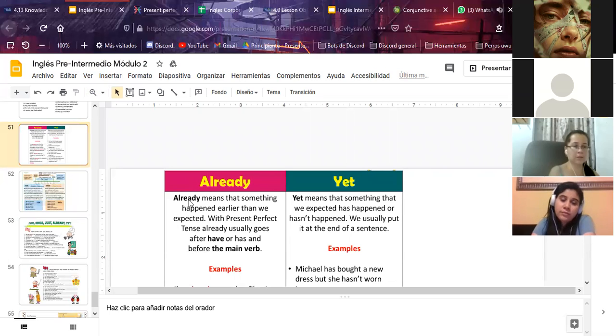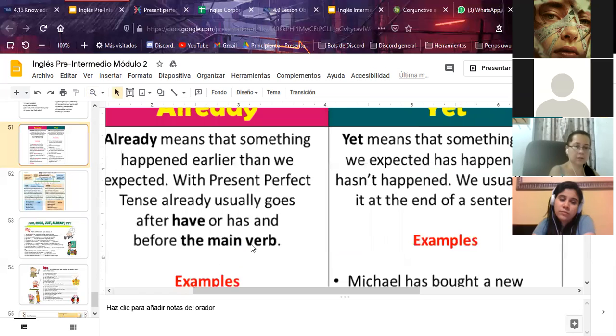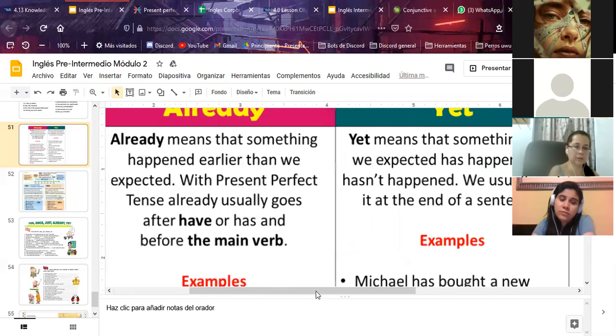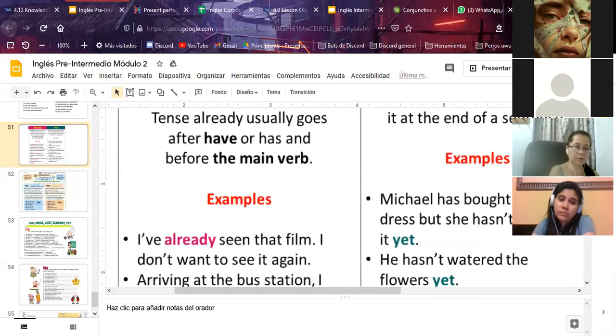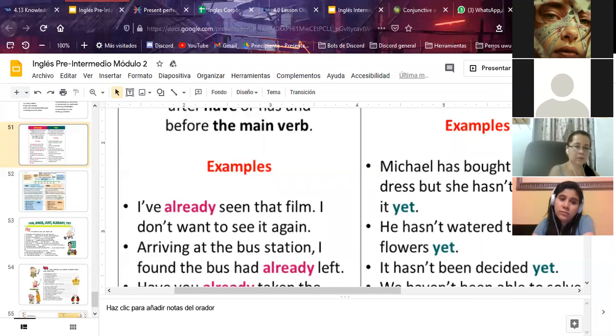So already is going to be for something that happened earlier than we expected. So with the present perfect, we usually use that word after the auxiliary, have or has, and before the main verb, okay? So we have some examples for that one. I've already seen that film. I don't want to see it again.